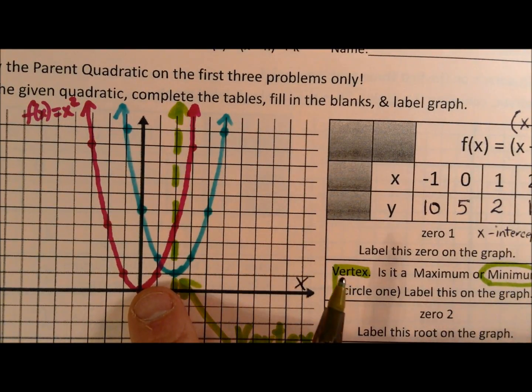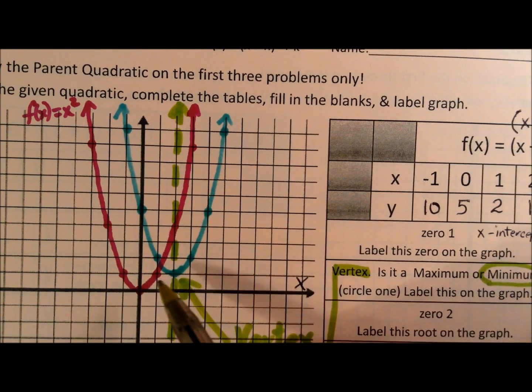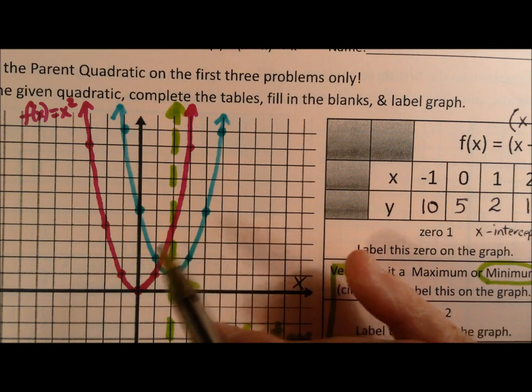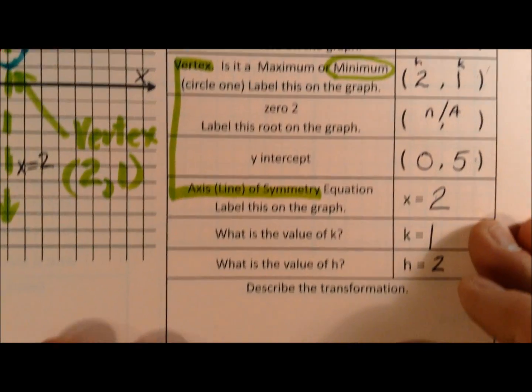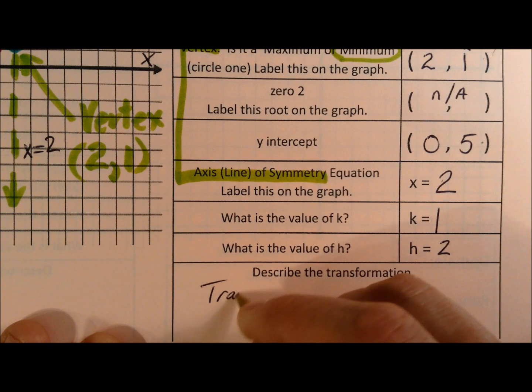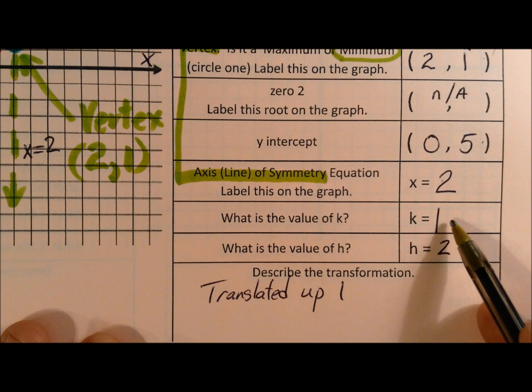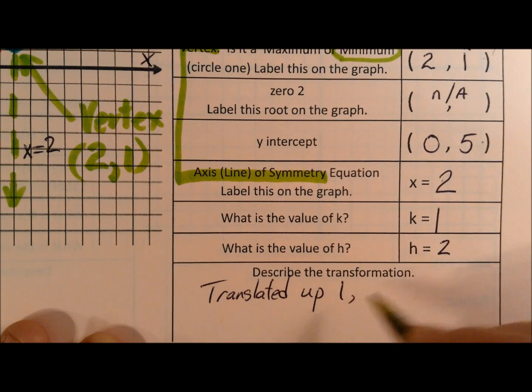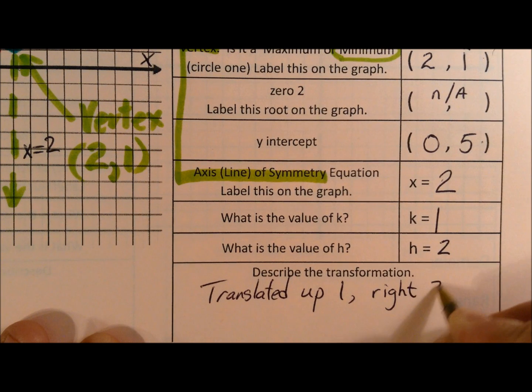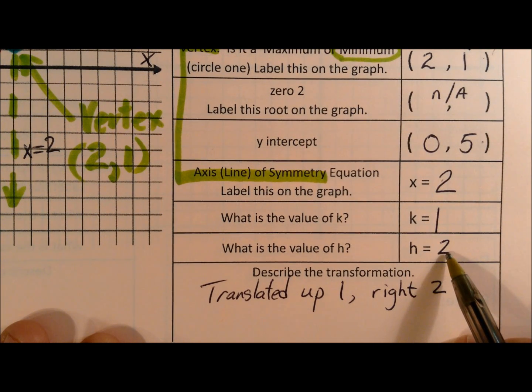And describe the transformation. Well, again, if we look at our picture, starting with the red parent, look at the vertex. The vertex slid up and then to the right. Slid up 1 and then translated to the right. These two parabolas are still of the same size. Then one is not wider than the other. So we can say that we translate, we went up 1 unit, again that's your k, and then we went to the right 2 units, that's my h.